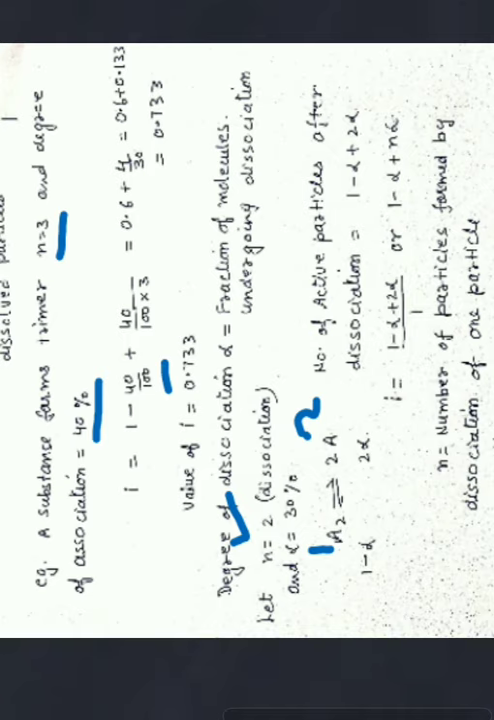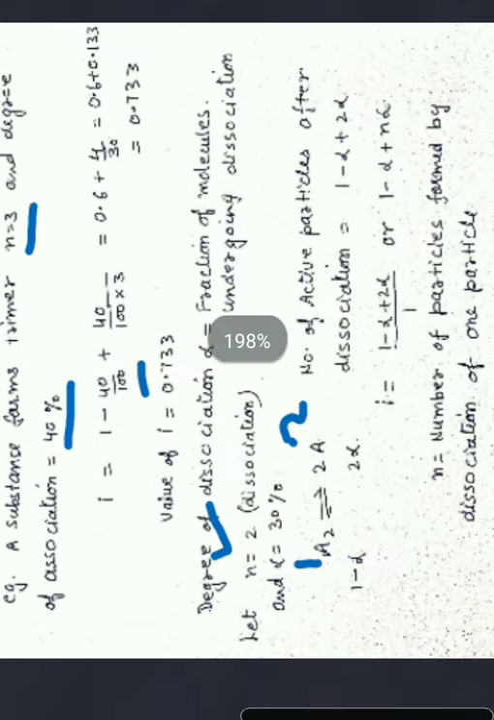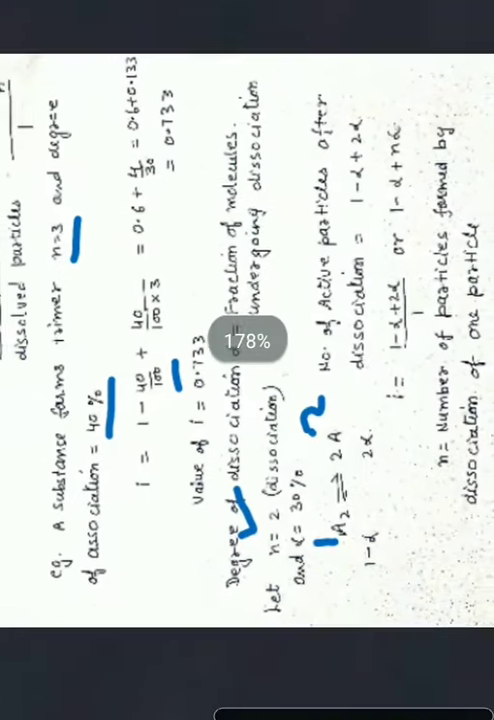Now van't Hoff factor is simply the ratio between the actual and the dissolved, so that will give you 1 minus alpha plus n alpha. Now using all the values given, if we calculate the number of particles, that will always be coming out more than 1. So this we can understand by using the formula.